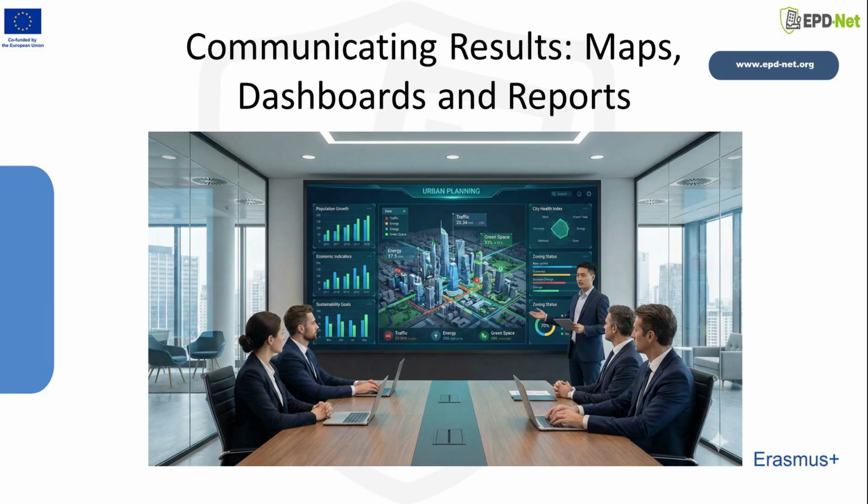We stress that visualization must be accompanied by short, accessible explanations of data sources, processing steps, and key uncertainties so that users do not misinterpret the maps. Effective communication turns technical outputs into shared knowledge resources that can support dialogue, negotiation, and collective decision-making around urban resilience.